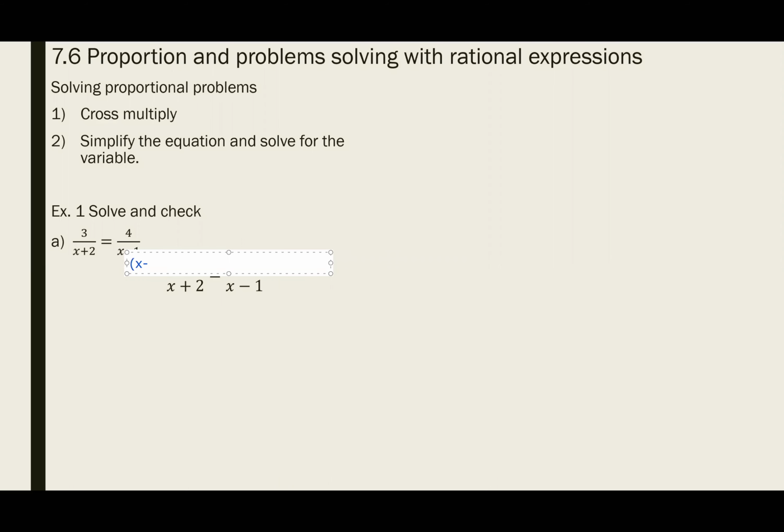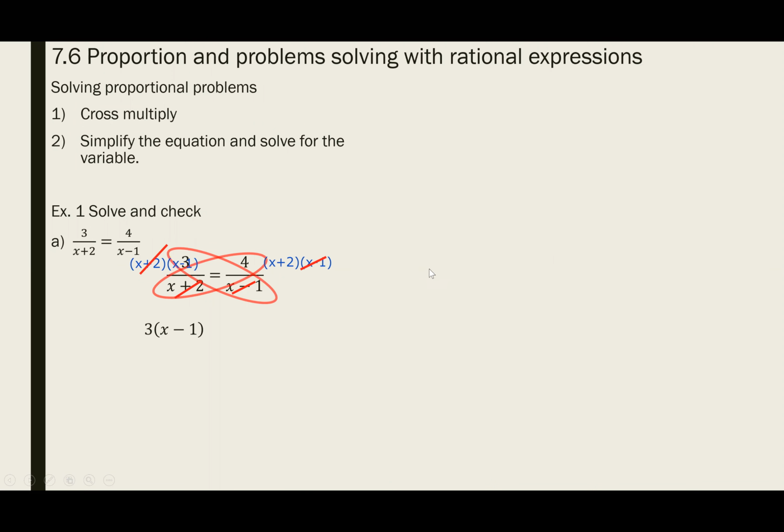Why? Because I have x plus 2 on one side and x minus 1 on the other side. So all I need to do is combine the two together, because there's nothing repeated. If you combine the two together, x plus 2 and x plus 2 cancel out, and x minus 1 and x minus 1 cancel out. So as you can see, it's the same as cross multiplying: on this side you have 3x plus 1, and on the other side you have 4x plus 2.